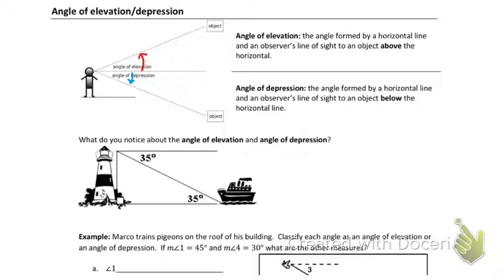So the problem is, when you're reading one of these word problems and they talk about angle of depression and elevation, you have to know what object they're talking about. So if we look here, we have a lighthouse and a boat. If I want to talk about the boat looking up at the lighthouse, you would say this is your angle of elevation. So that 35 degrees down here is our elevation. The lighthouse looking down would be our angle of depression.